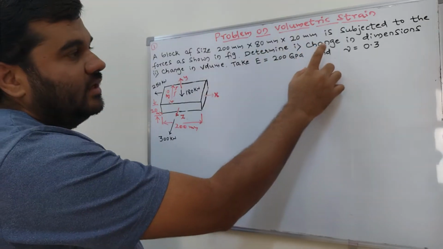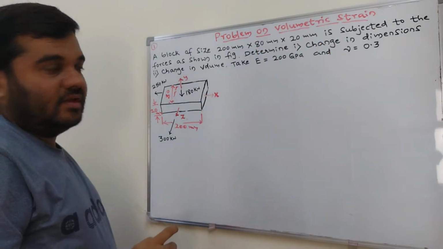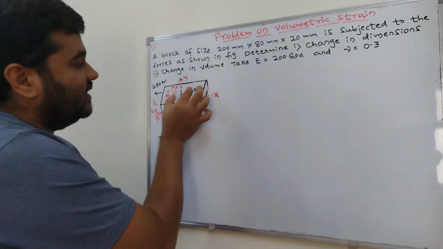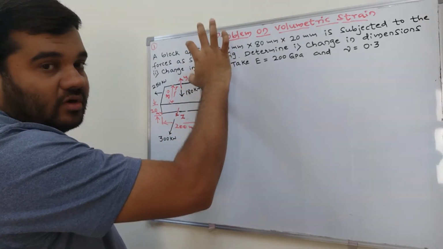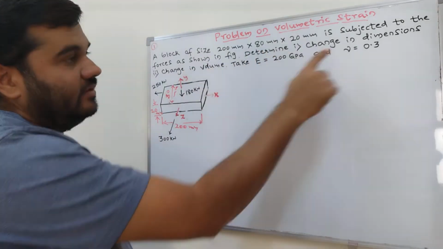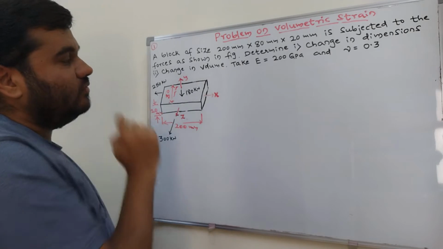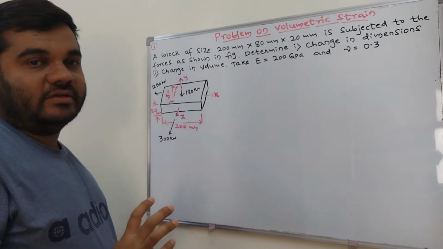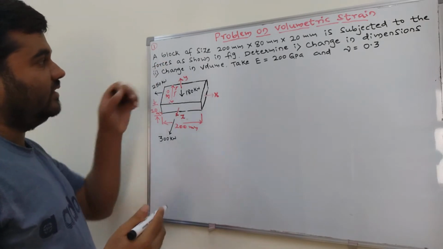Determine change in dimensions. We need to find out how much change in length of the block, how much change in width of the block, how much change in thickness of the block, that we need to determine. Next, change in volume, total overall volume, how much we need to find out here. First we'll note down the data here.